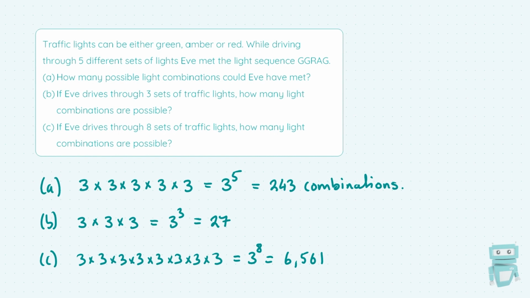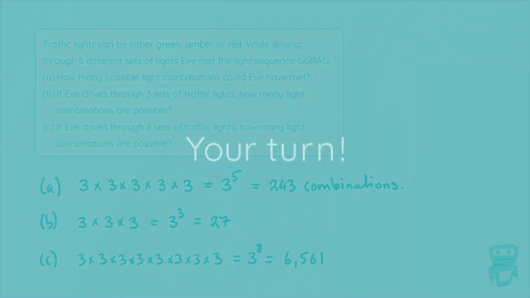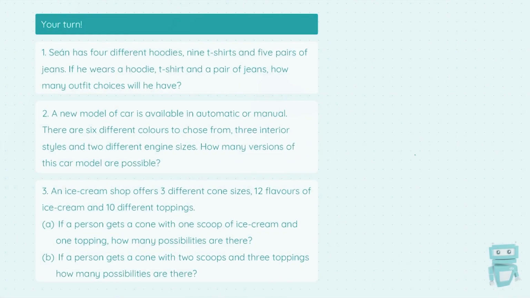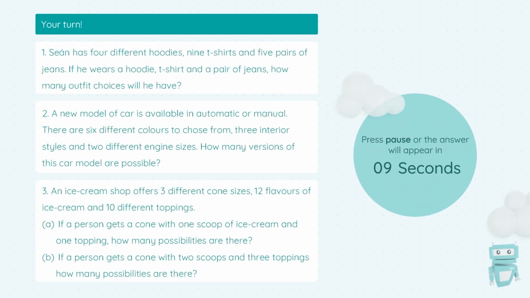Overall, folks, that's all there is to the fundamental principle of counting. Essentially, you multiply the number of options for each event to get the combined events at the end. Really handy. And now it's your turn to try this out. Pause the video here, try these questions, and check in with the solutions when they appear on screen.